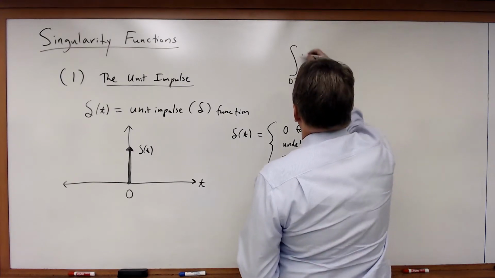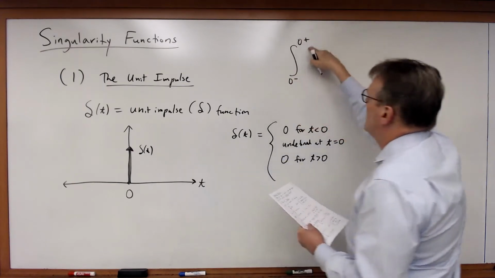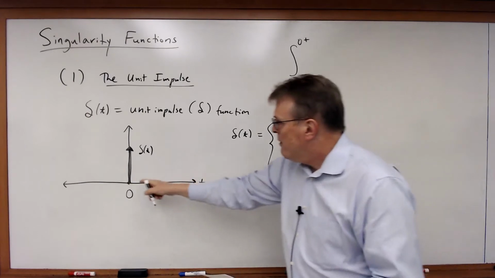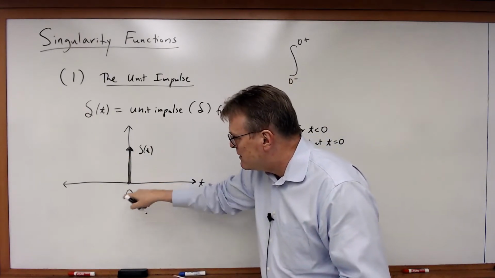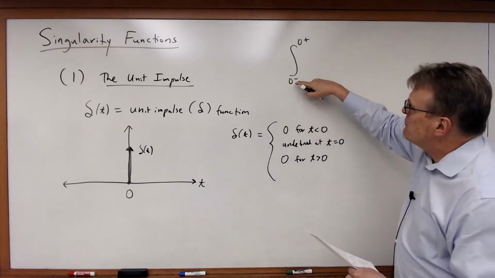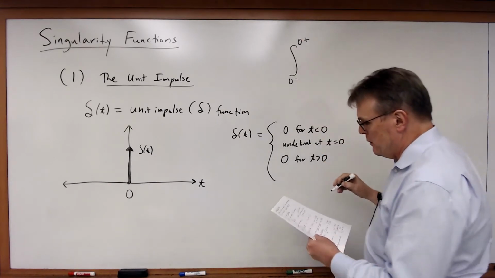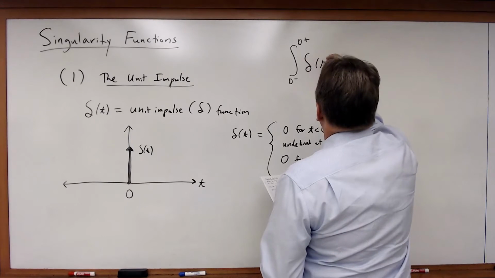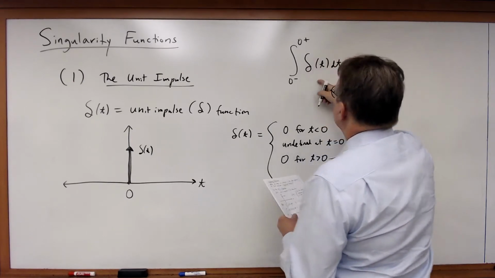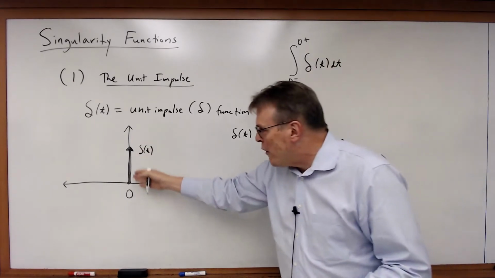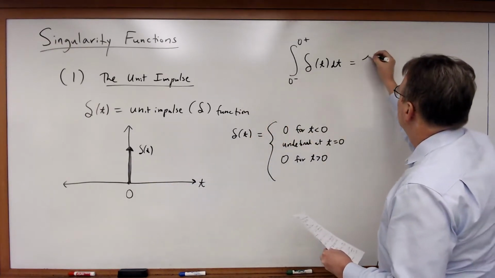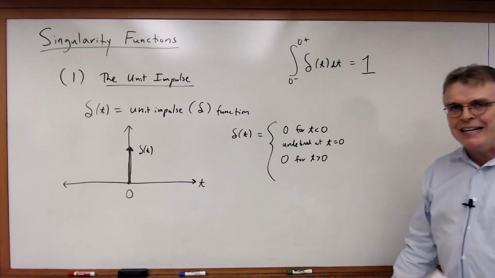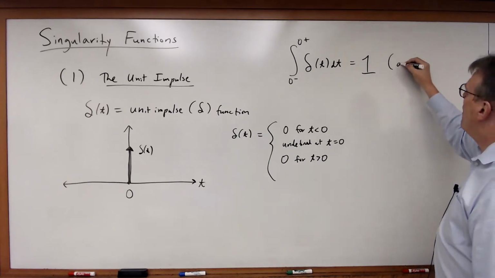If we integrate the delta function and look at its area just right around t equals 0, so integrate from just before to just after t equals 0, we take the integral. In other words, what is the area under this function? Turns out it's equal to unity. It has an area of 1.